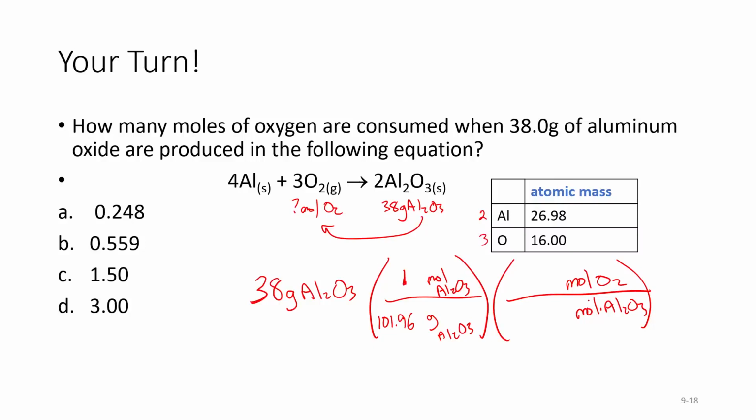And then we're going to do the moles coefficients from the balanced chemical equation. So there's a number 3 in front of the O2. There's a number 2 in front of the Al2O3. So we're going to multiply across the top, divide away the bottom. 38 times 3 divided by parentheses 101.96 times 2. We have 0.559 moles of oxygen.